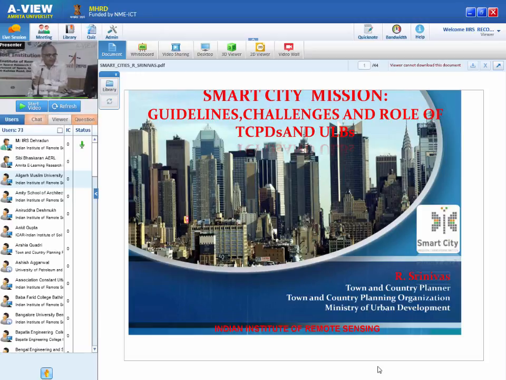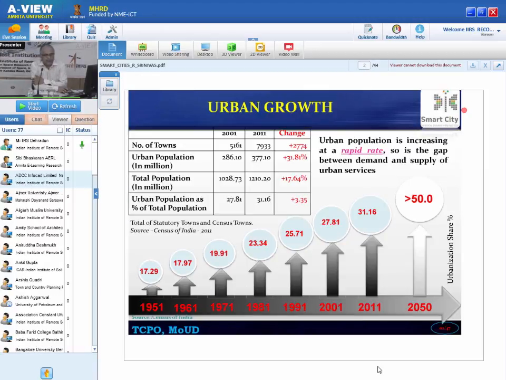Before discussing the salient features of the guidelines, I would like to highlight the salient features of the country's urbanization. In this slide, you can see the number of towns has increased from 5,161 to 7,933. This is the first time in the history of the census of India that we have got almost 2,774 towns added.